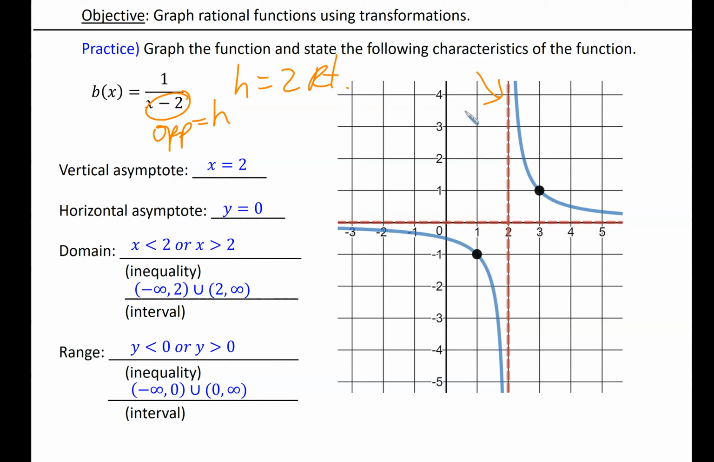That's why our vertical asymptote is right here, at x equals 2, because all of the x coordinates on that line are 2's. You have no k value, or your k value is 0, similar to the last example. And then our domain, which sadly is not in set notation, and our range. So we'll just fix that like so. All right, moving on.